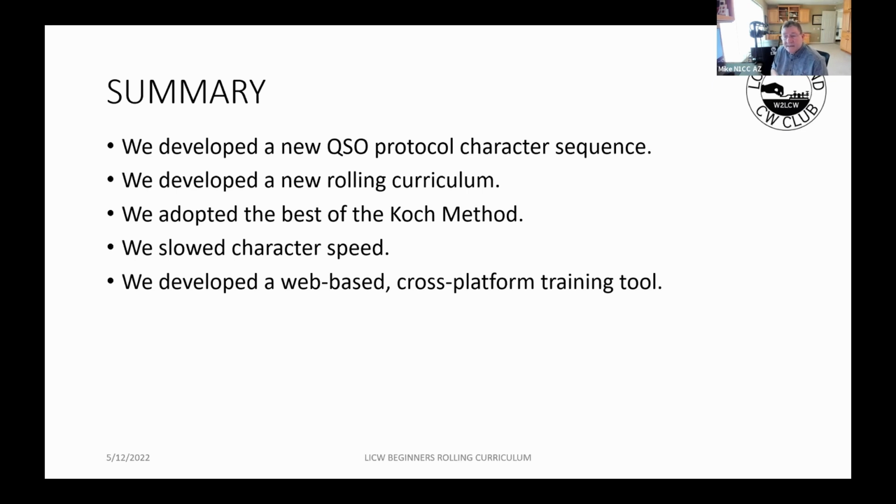We adopted the best of the Koch method to introduce characters as acoustic sounds. We slowed character speed consistent with Koch's recommendations and our mantra of preparing students to get on the air. And we developed a web-based cross-platform training tool.